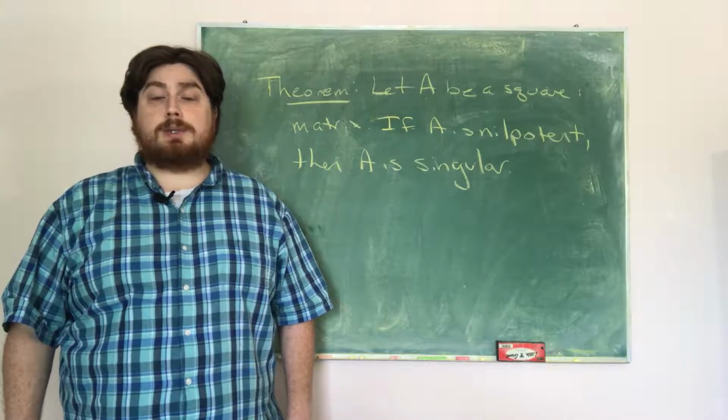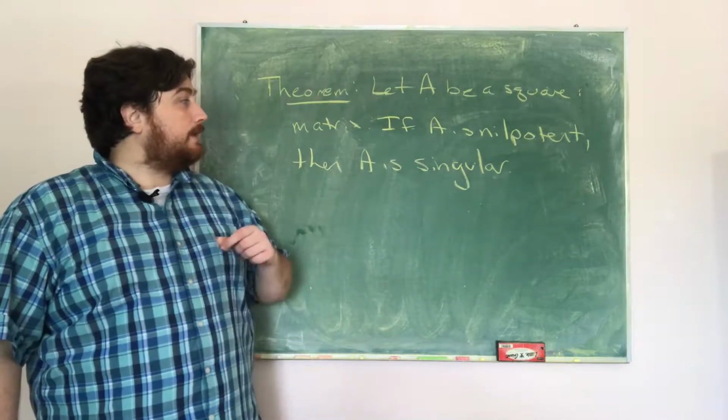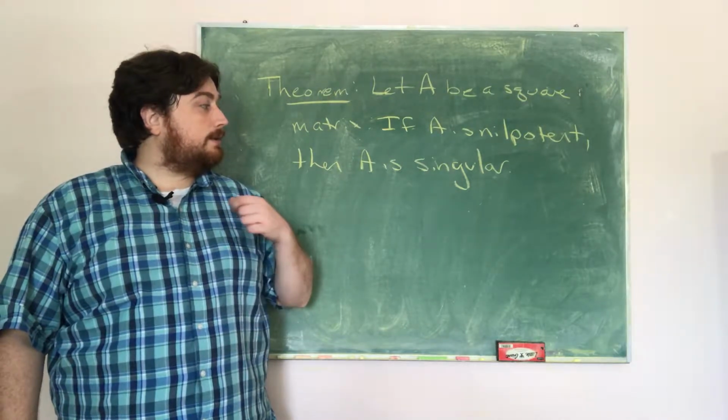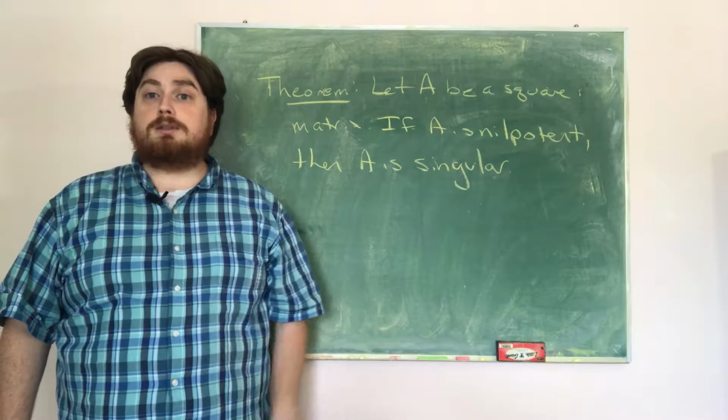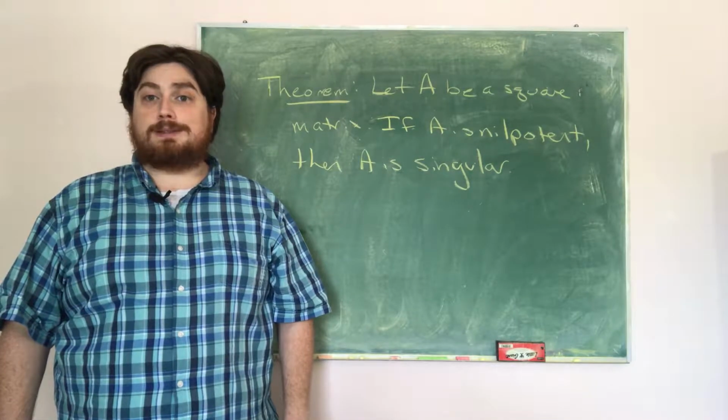Today what we're going to be doing is working through the theorem: suppose that A is a square matrix. If A is nilpotent, then it is singular. And so we'll want to be able to provide a proof of this theorem.